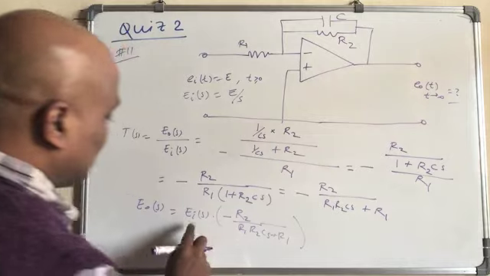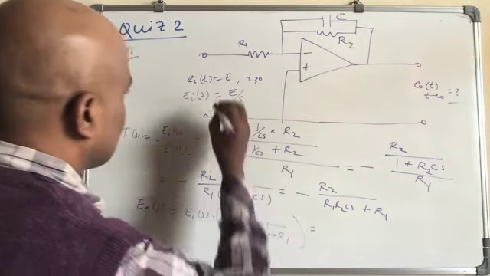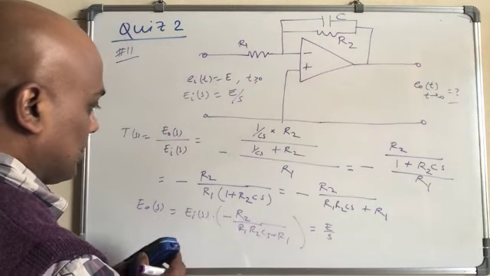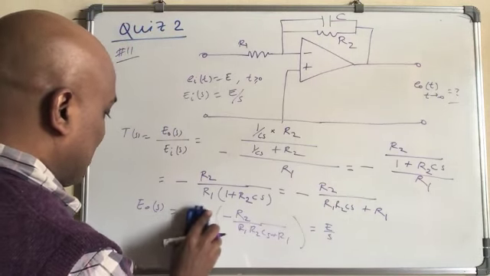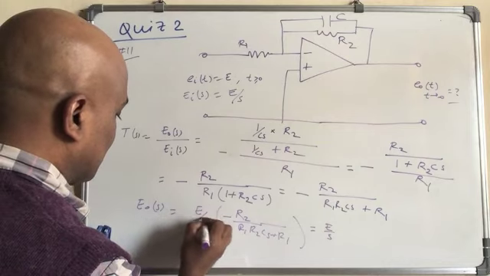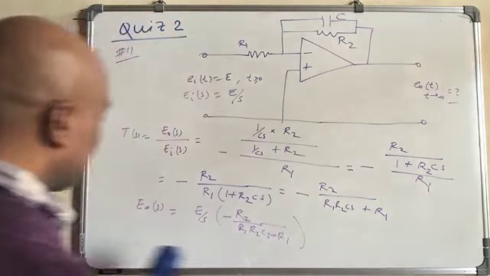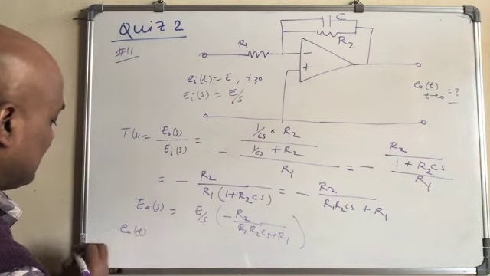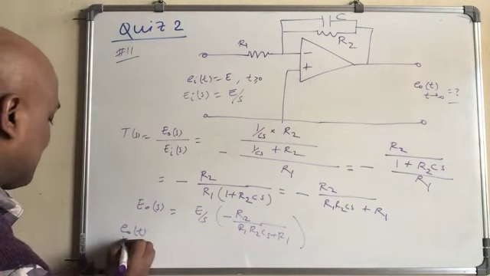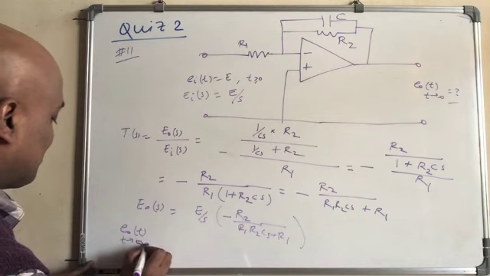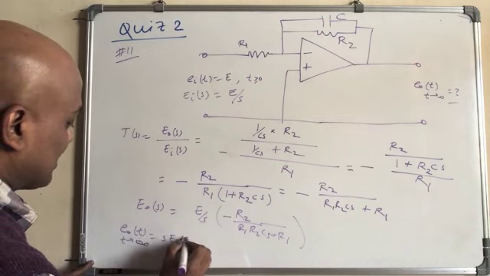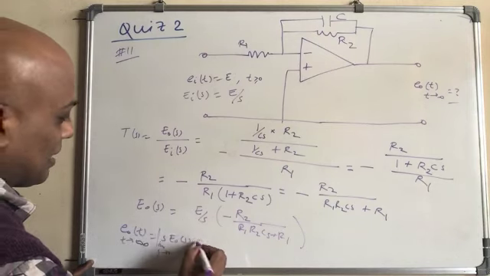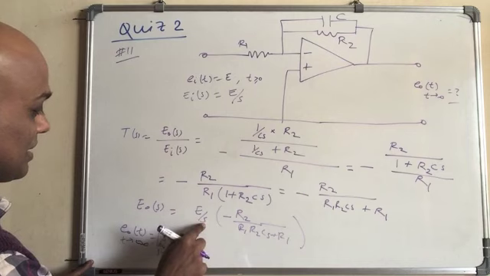Okay, and where E(s) is equal to simply E over S multiplied by this. So we have E over S here. E over S, right? Okay, and now the final value, E_o(t) at steady state, or t tends to infinity, is nothing but limit s tends to zero of s E_o(s). So you multiply s here, and the s cancels out.